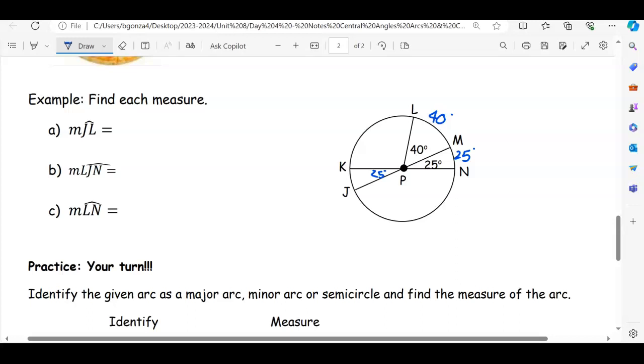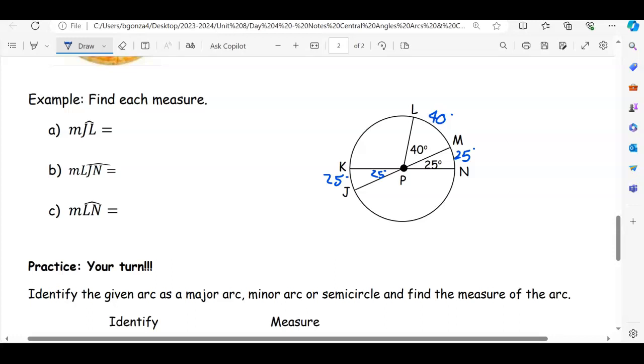And if the central angle is 25, what's KJ out here going to be? 25. That's easy, right? No big deal. All right, now here's the part that takes a little bit of thinking. How do I figure out this big chunk here? Like I'm missing this big piece, but you should be able to figure it out. And let me show you how.